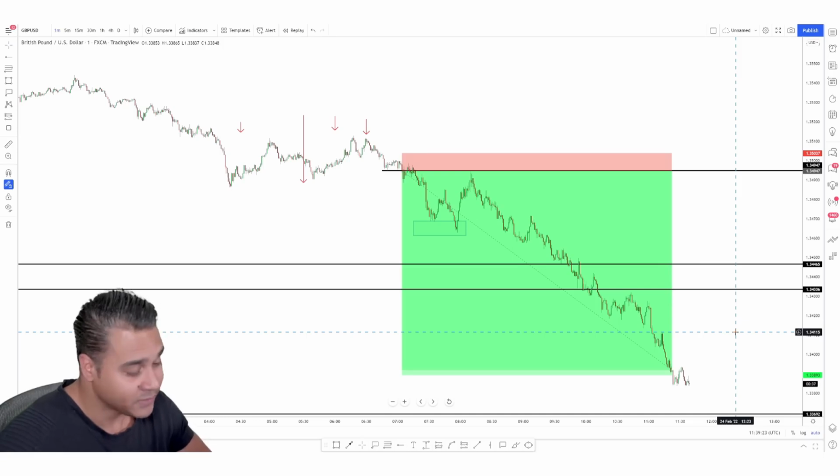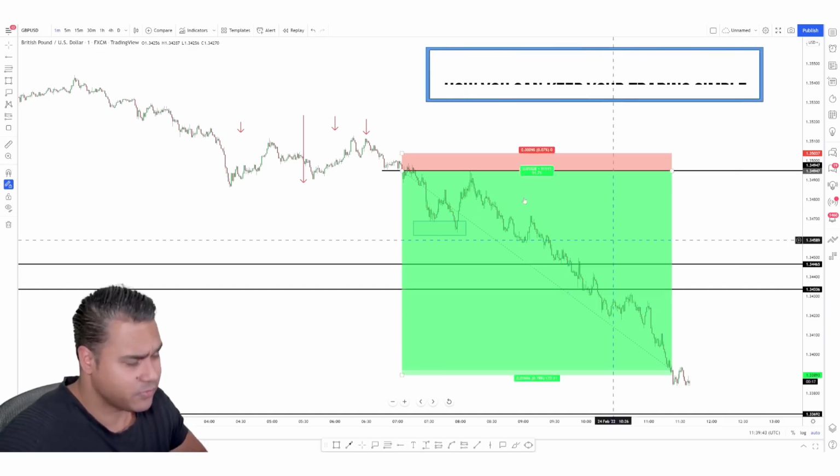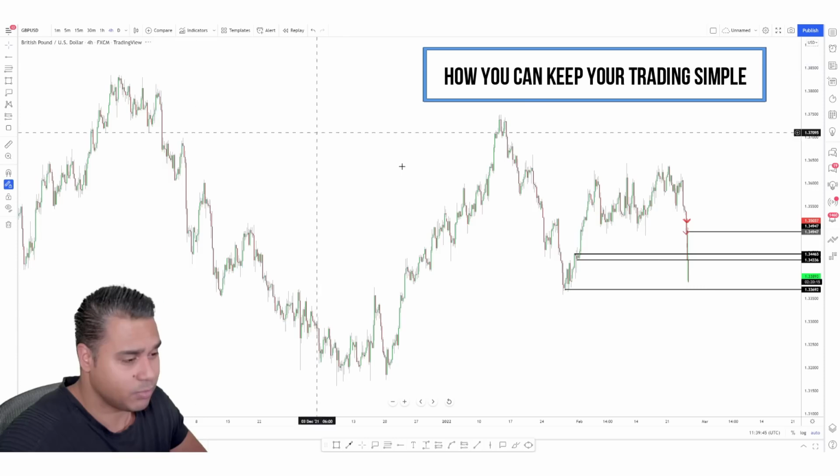Now, I'm not trying to promote, and you know I don't promote, but I personally believe after 10 years of trading, this concept that I've been trading now for the last almost year and a half, if not longer, has been the reason why I've been able to really elevate my trading and get myself to where I am now. So I just want to share this with you as a brief overview of how you can keep your trading simple.